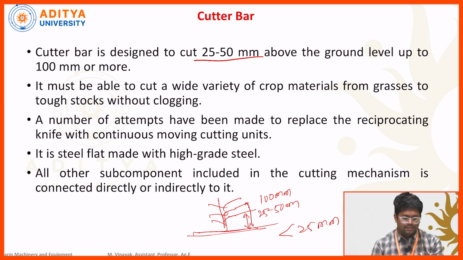Next, it must be able to cut a wide variety of crop material, from grasses to tough stalks, without clogging. So the cutter bar should harvest grass material and field crops without clogging. A number of attempts have been made to replace the reciprocating knife with continuous moving cutting units. So it will move in an oscillating direction, forward and reverse. So continuous operation is carried out by using the cutter bar.